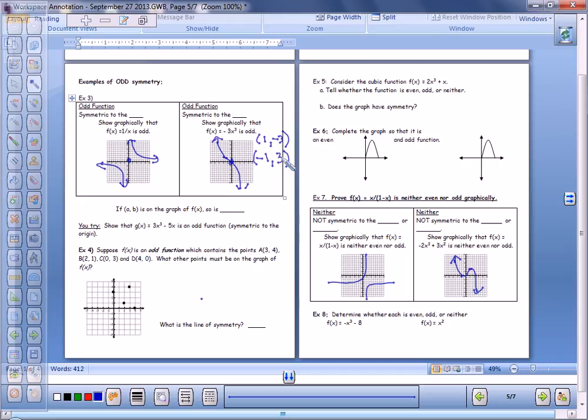So if we have an odd function, one that has rotational symmetry about the origin, it is symmetric to the origin, rotational symmetry about the origin. Then the opposites, negative A, negative B, would have to be on there. If (A, B) is on the graph, then (-A, -B) would have to be there.